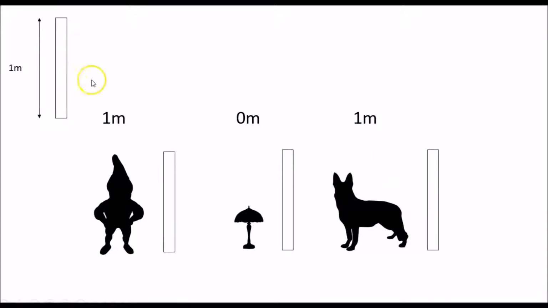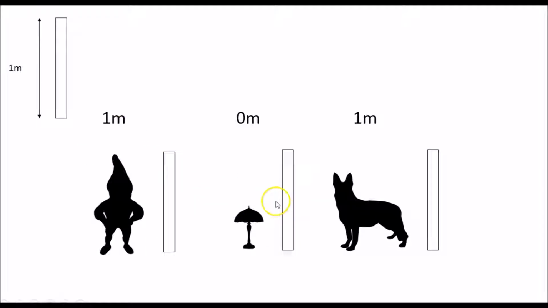Say you had a ruler that you knew was a meter long, but it didn't have any other markings on it. You could only tell whether it was closer to 1 meter than it was to 0 meters, but that's about it. So if you took these objects, this garden gnome is exactly a meter tall, so there's no problem here, we say it's 1 meter.